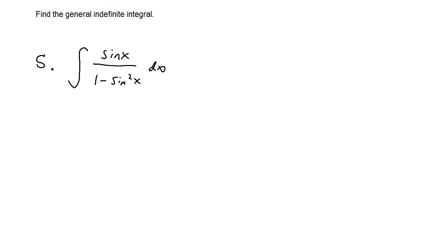Now for number 5, we have the integral of sine of x over 1 minus sine squared of x dx. Now the very first thing I'm going to do is try my best to simplify what's inside the integral as much as possible. Now using trig identities, remember that 1 minus sine squared is cosine squared. So I can rewrite it as sine of x over cosine squared of x.